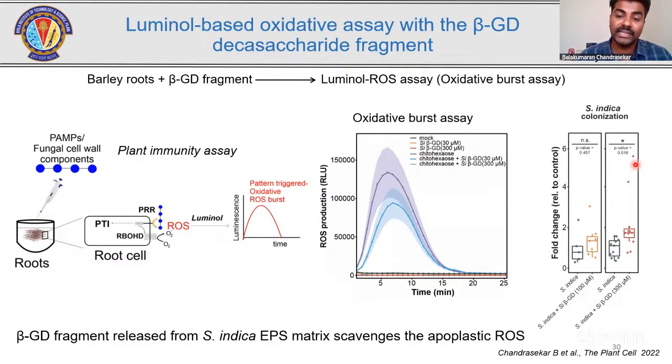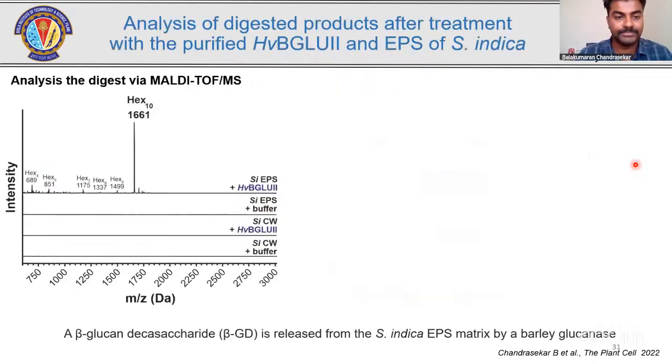And this is indicating that this is the ROS scavenging factor, which is released from the EPS matrix, the susceptibility factor. So we used a lot of analytics to know what the structure of this particular compound is. We used a MALDI-TOF analysis, and we found that this structure has 10 different sugars.